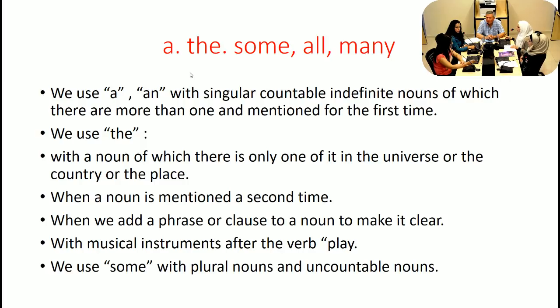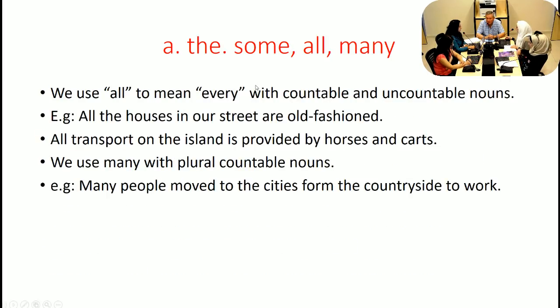We use all to mean every, with countable and uncountable nouns. Example, all the houses in our street are old-fashioned. So it refers to all, every house. Now, all transport on the island is provided by horses and carts. So here, all transport is uncountable and takes a singular verb, but all houses takes a plural verb, because it refers to countable nouns.